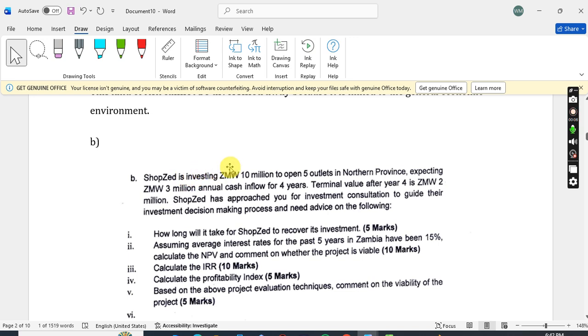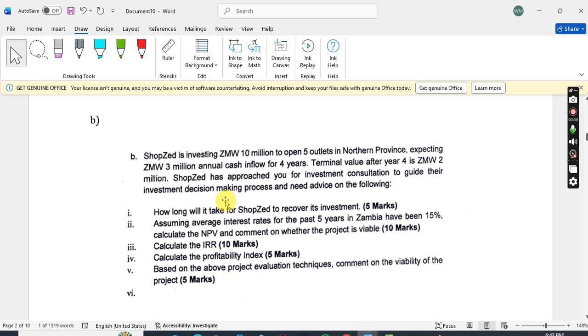Shop Z is investing 10 million to open 5 outlets in Northern Province, expecting 3 million annual cash inflow for 4 years. Terminal value after year 4 is 2 million. Shop Z has approached you for investment consultation to guide the investment decision making process and needs advice on the following. Part A, how long will it take for Shop Z to recover its investment?